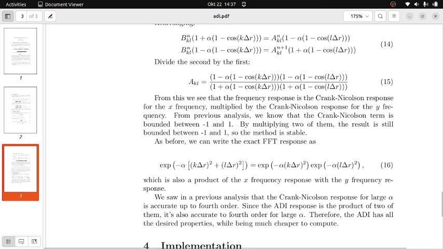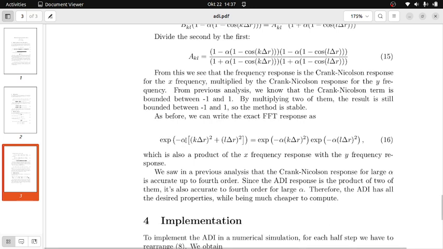And if we write the exact FFT response, we have that it is this: e to the minus alpha (k delta r) squared plus (l delta r) squared. And by a property of the exponential, we see that it is also the product of something from the x frequency times something from the y frequency, alright?